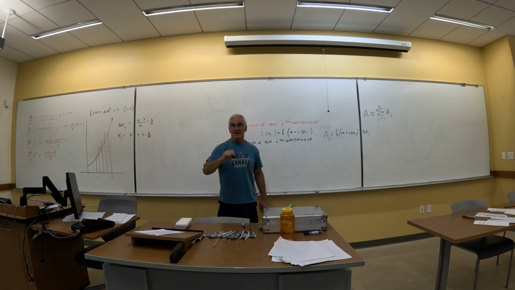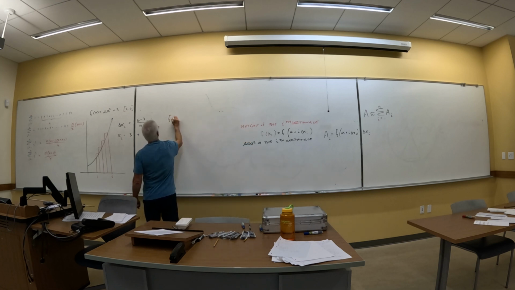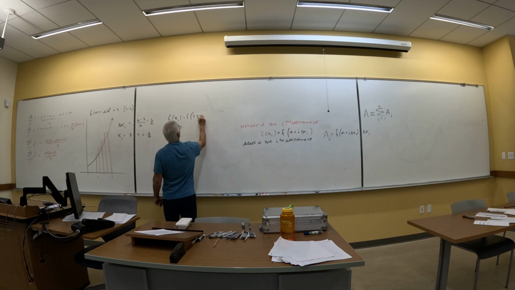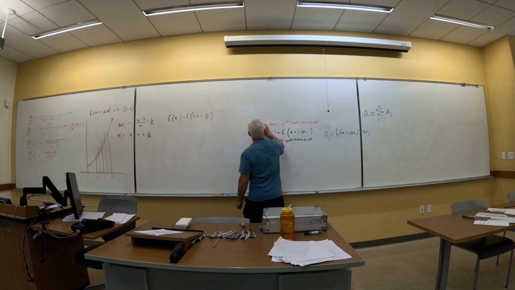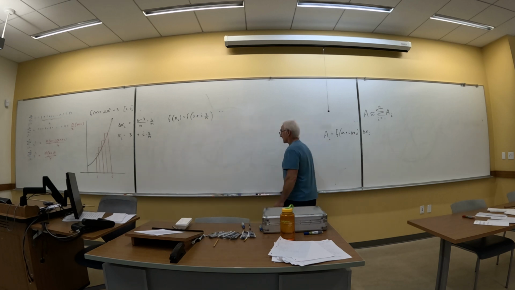I now need the height. So I need f of xi, which is f of 3 plus i times 3 over n. And by the way, it doesn't matter if you put the i in front or after or even in the numerator. That doesn't make any difference. Where's that going to go?